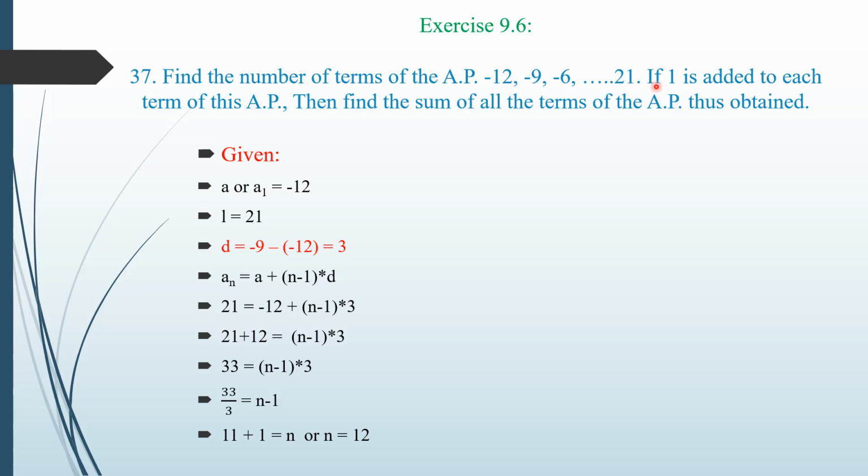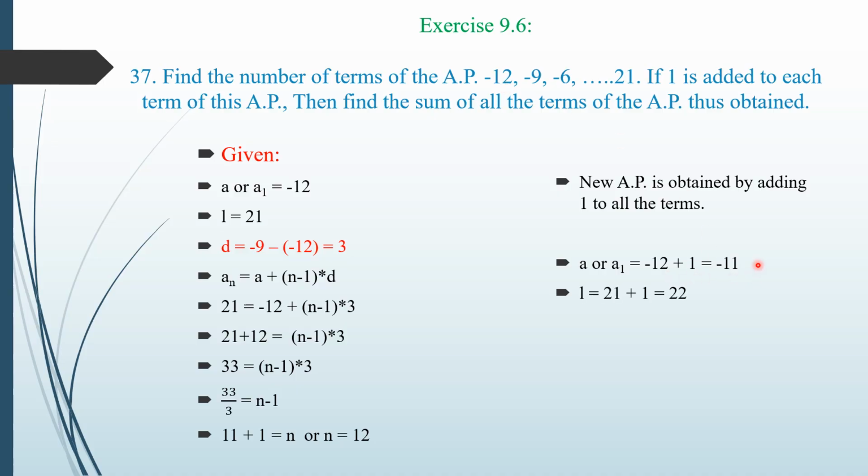Now, when I form a new AP by adding 1 to each term of this AP, even the newly formed AP will have the same number of terms, that is n equal to 12. Then the first term of the new AP will be adding 1 to the first term of this AP, that is minus 12 plus 1 will give me minus 11. Similarly, the last term will be 21 plus 1, which is equal to 22. Now we know the value of n, that is n equal to 12. Therefore, the sum of all the terms of this newly obtained AP will be calculated as S12.